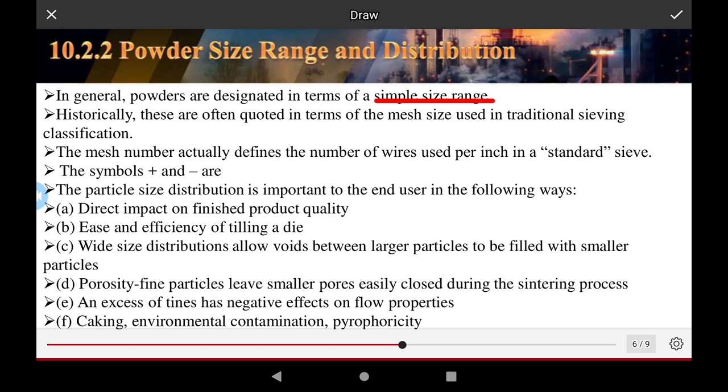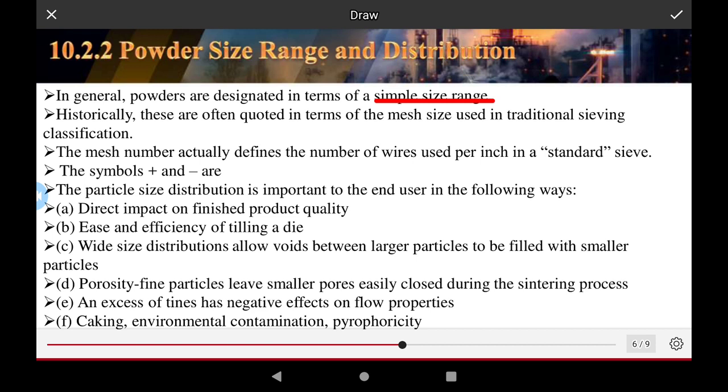traditional sieving classification. The mesh number is defined by the variety of the wire used in the metallurgy of the powder. The standard sieving for the sample.